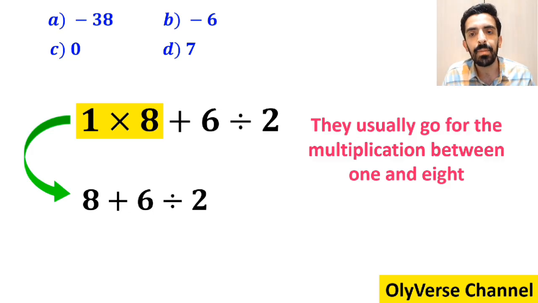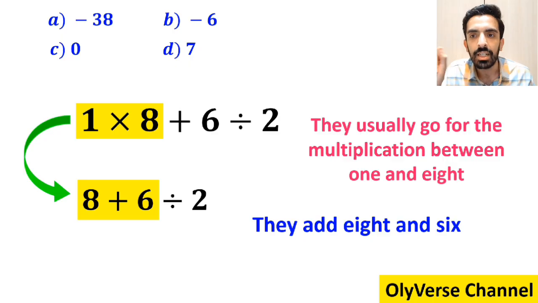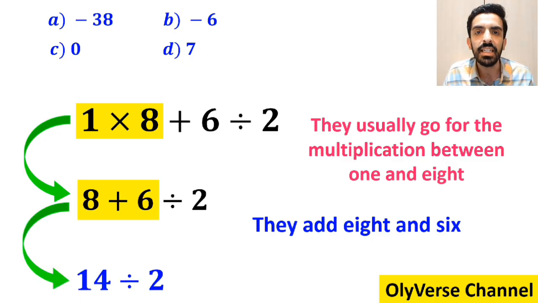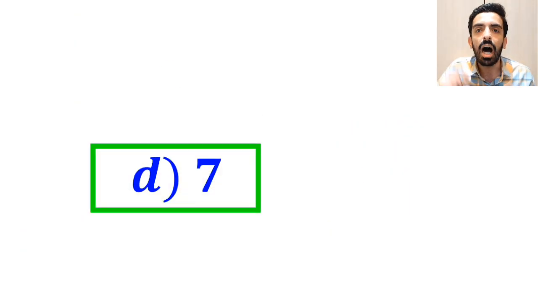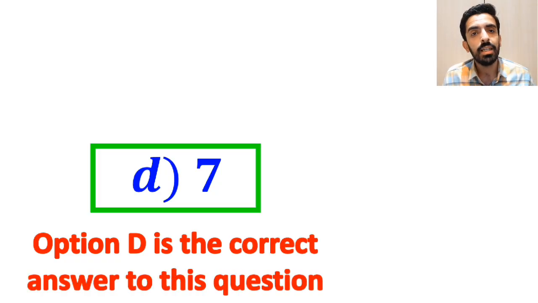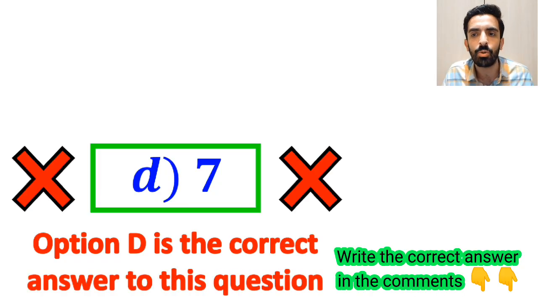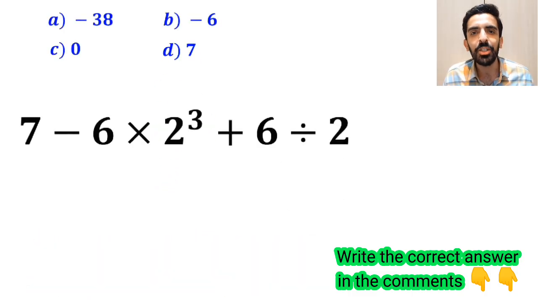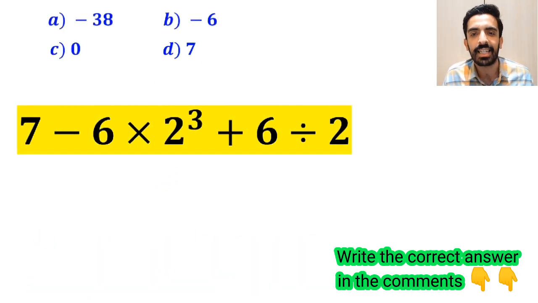And the final step, they add 8 and 6 and write this expression as 14 divided by 2, which finally gives them the answer 7. And without any hesitation, they quickly say that option D is the correct answer to this question. But it's not the correct answer to this question. Now let me show you how to solve this expression correctly.